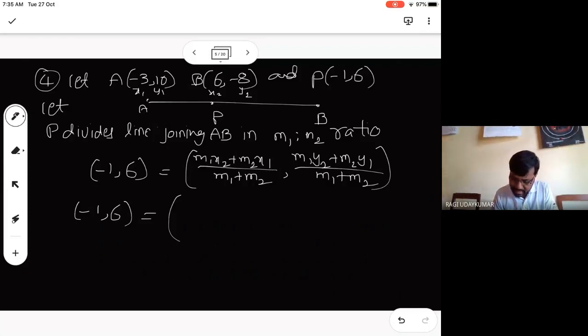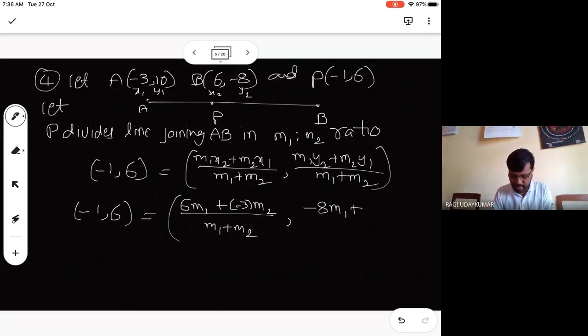So first I write 6, M1 into 6 actually. Write 6M1, because whenever you write the variable and constant together, it is better to write the coefficient first. Okay, x1 is -3 here. So minus 3M2 by M1 plus M2, and y also like that. y2 is minus 8 here. Minus 8M1, plus M2 times what? Sorry, y1 is 10. So 10M2 by M1 plus M2.